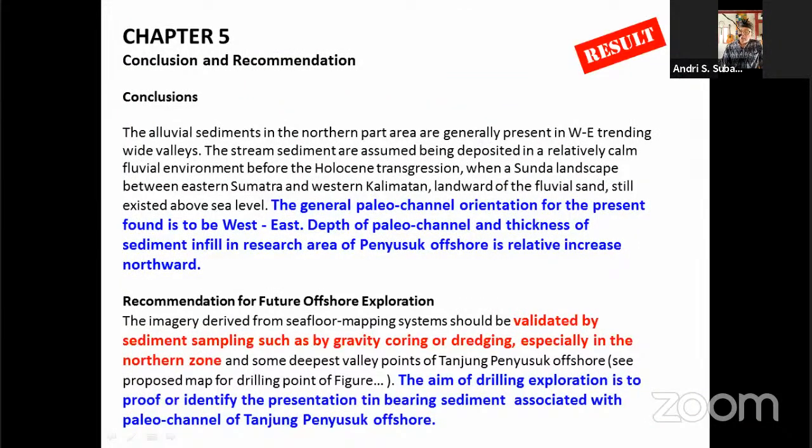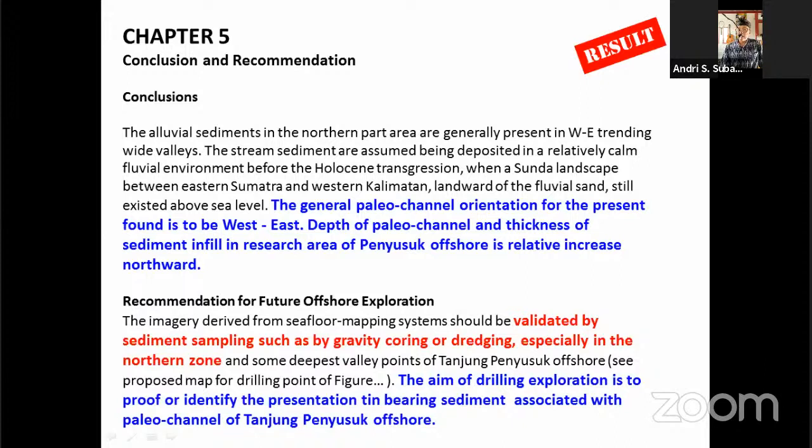Okay, so the conclusion is that the general paleo-channel orientation at present is found in the west or east of the Sunda Shelf. The depth of paleo-channel and thickness of sediment infill in the Penyusup offshore research area relatively increase northward. So we recommend validated sediment sampling such as gravity coring, maybe also dredging, especially for the northern zone, because the northern zone has the deepest valley that may also have the thickest sediment. The aim of drilling exploration is to prove or identify the presence of tin-bearing sediment associated with the paleo-channel of Tanjung Penyusup offshore.